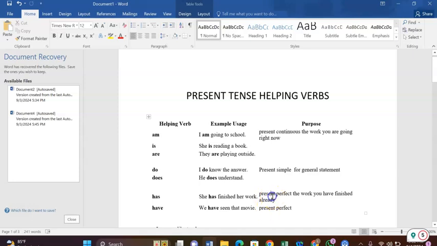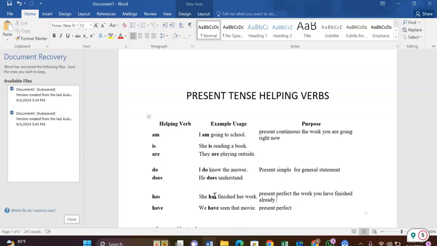And the last one that I am teaching you is present perfect tense. In present perfect tense, it means the work that is already finished and you are talking about it now, the work you have just finished. The helping verbs will be has and have. Has we use with he, she, it, name, and have we use with I, we, they, you. And here we use the third form of verb, the past participle. We also have present perfect continuous, but I am not going to elaborate here because you will be confused.